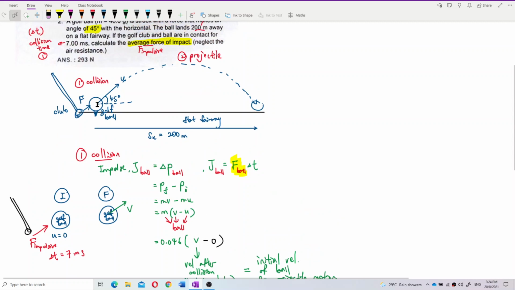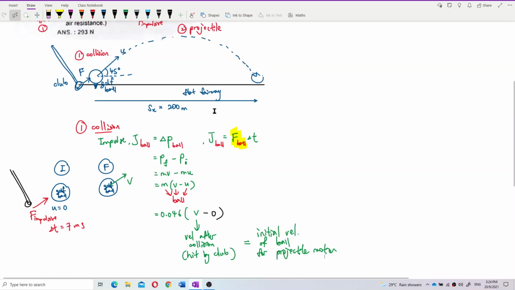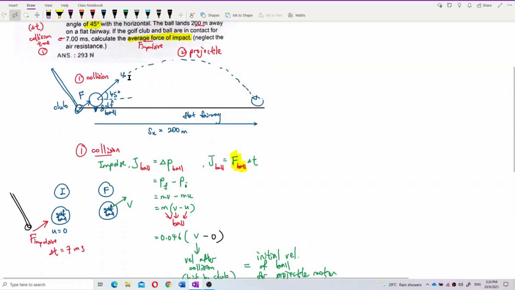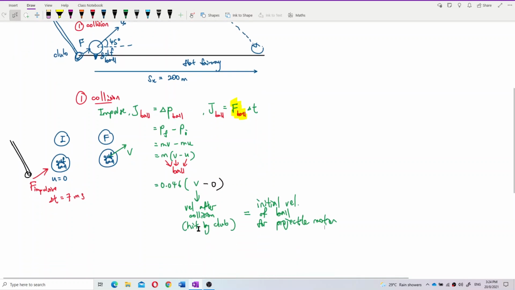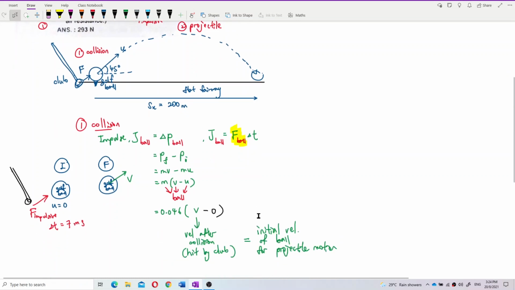So now the ball has a velocity at 45 degrees for the projectile motion. In order to find the v here, the velocity after collision hit by the club, you need to find the initial velocity of the ball for the projectile motion, the u here. If you find the u, the initial velocity for the projectile, then you can find the velocity after the collision, v. Then we can find the impulse on the ball, then the impulsive force exerted on the ball. Understand? So now we need to move to the second process, the projectile motion.